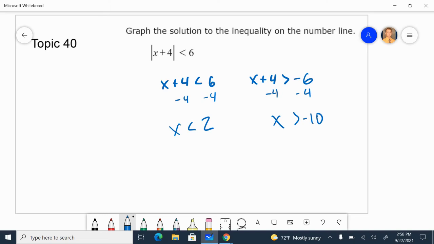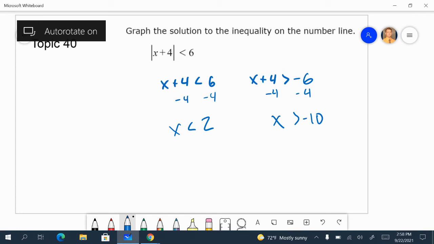Right, now we're going to look at topic number 40. I've got topic number 40 pretty much laid out already. There's just one new thing that we have to do. When we separate this into two different equations, if this is an inequality, not only do we have to do one side negative and one side positive, like you can see that I have, but we also have to flip the sign on the other one.